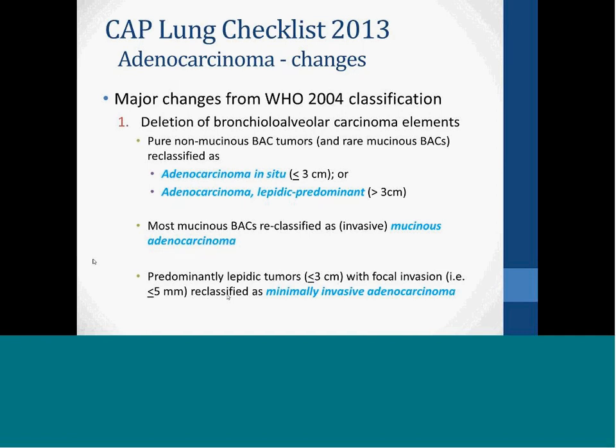Getting back to the changes that have occurred in the adenocarcinoma classification, the types of changes from the 2004 WHO classification that are reflected in the current CAP checklist can be summarized in three major categories. Probably the most significant of these is the deletion of bronchiolo-alveolar carcinoma elements, whether mucinous or non-mucinous, and replacement of these elements with adenocarcinoma in situ, adenocarcinoma lipidic predominant, and mucinous adenocarcinoma. So typically, pure non-mucinous BAC tumors, or previously BAC tumors, and maybe the occasional mucinous BAC, are now reclassified as adenocarcinoma in situ if they are less than or equal to 3 centimeters in diameter, and adenocarcinoma lipidic predominant if they are larger than 3 centimeters.